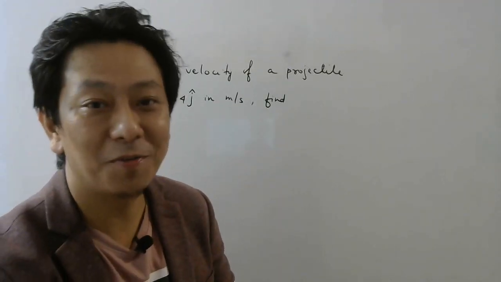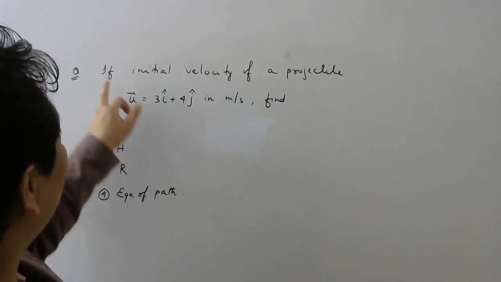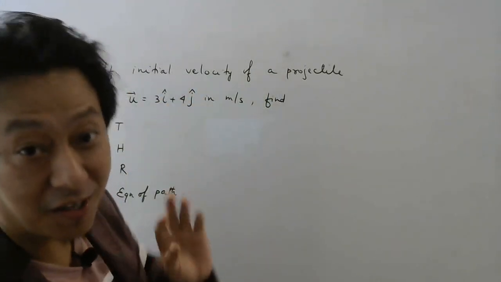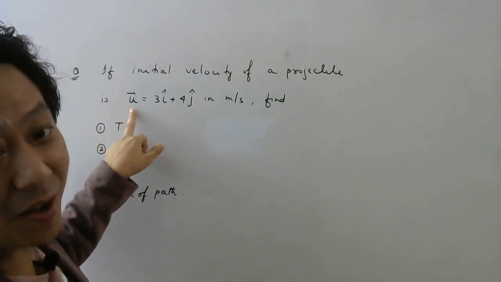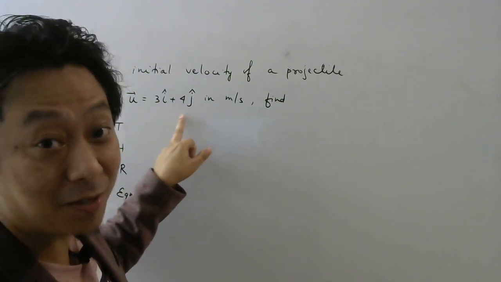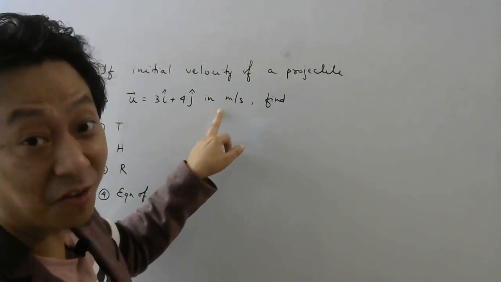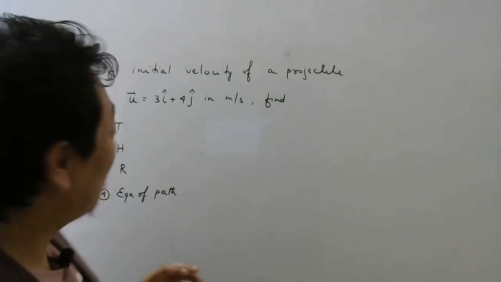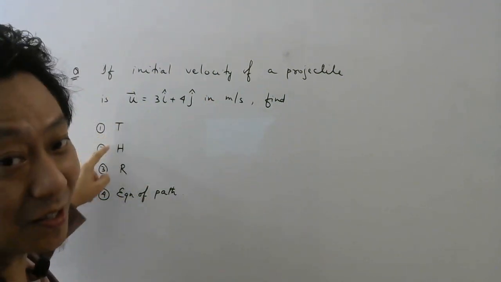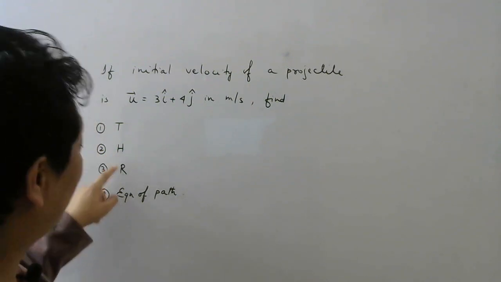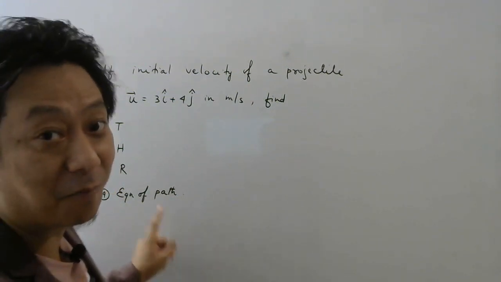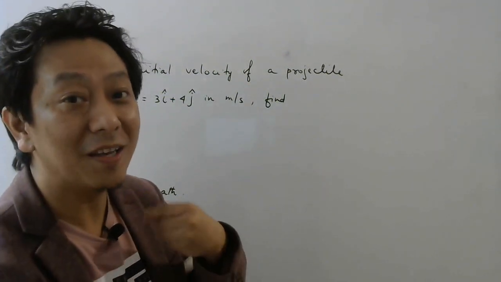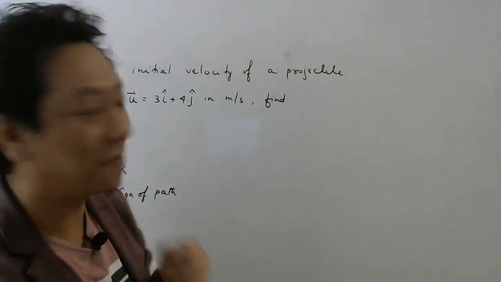Okay, let us start with the first question. It says the initial velocity of a projectile is given as u bar equals 3i cap plus 4j cap in units of meters per second. We need to find the time of flight, the maximum height, the range, and the equation of path. Sometimes it is called the equation of trajectory.